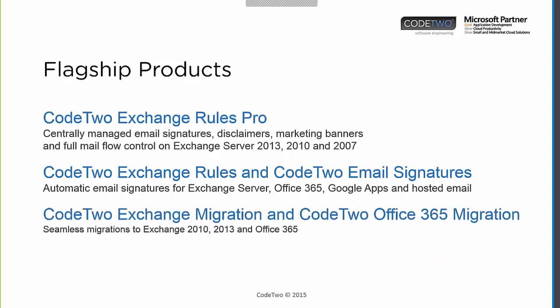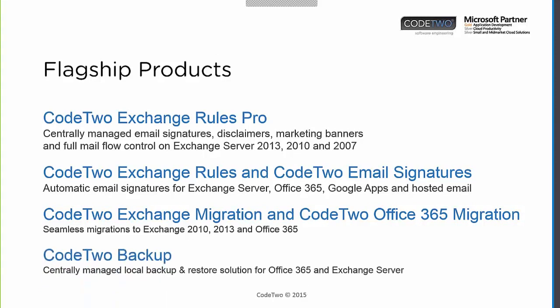Another one that we'd like to present today is our migration software, both for Exchange platforms and Office 365. Basically, it allows for very easy, virtually seamless migrations between Exchange versions, especially cross-forest migration without the double hop procedure. Also a very simple migration from an Exchange environment to Office 365. And last but not least, CodeTwo Backup, which allows very easy, centrally managed backup and restore solutions for Office 365 and Exchange Server. So these 4 solutions we are proud to present to our customers.